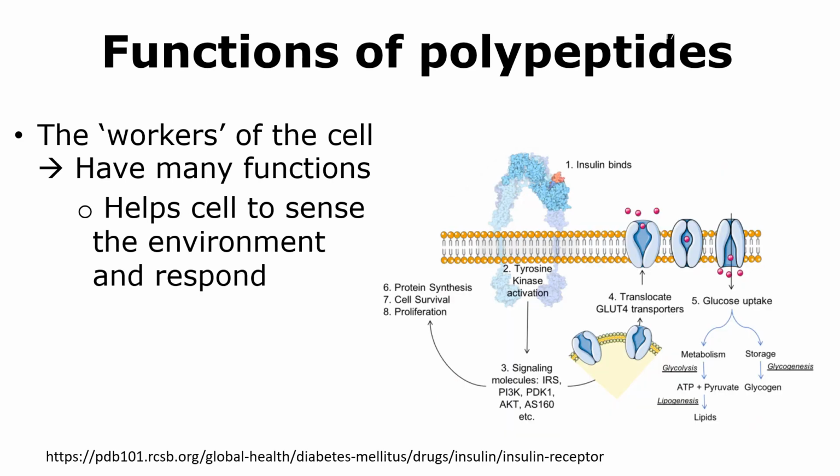Another important function of polypeptides is to help a cell sense what is present in the environment and then respond to it. For example, here we can see a protein that is present on the surface of the cell, and it has the ability to bind the molecule insulin, which is a hormone. When insulin is able to bind to this protein, the cell on which this protein resides is able to know that there is glucose in the environment, and hence it will start the process of transporting that glucose inside the cell so that it can use it to generate energy.